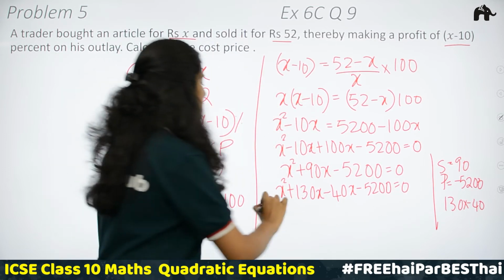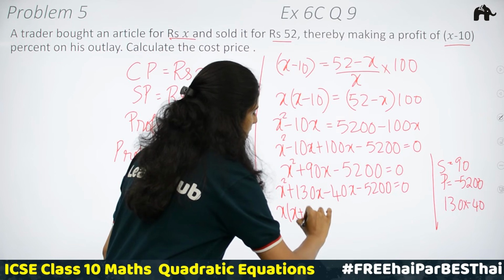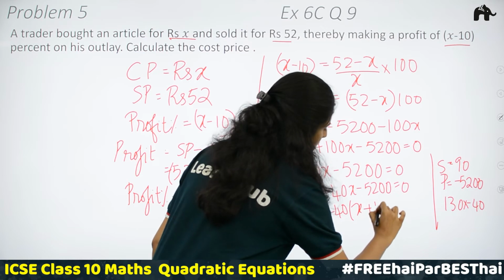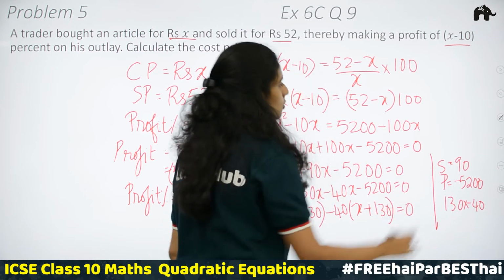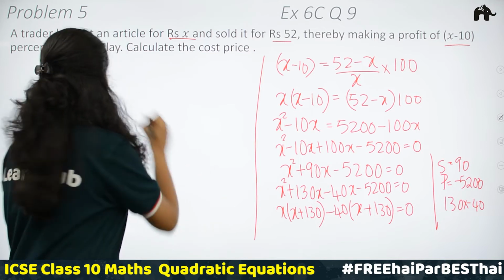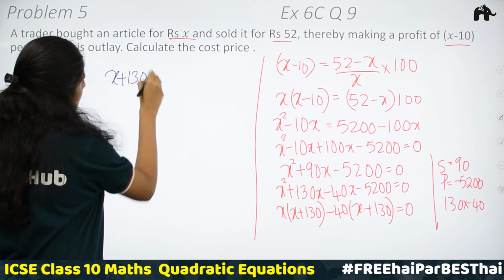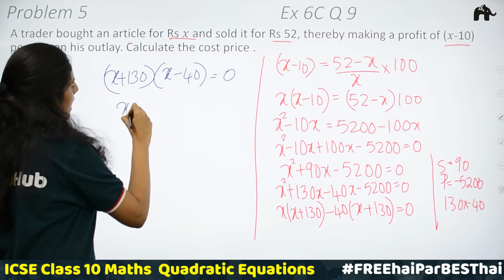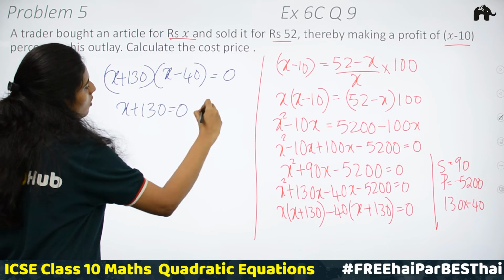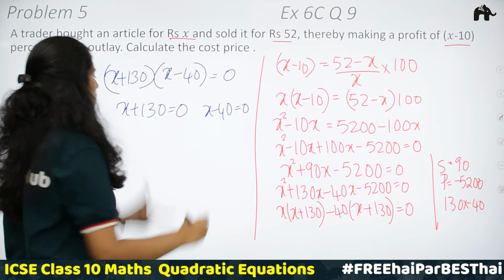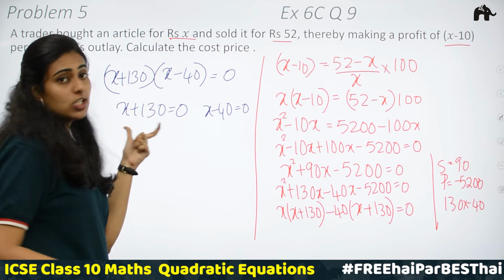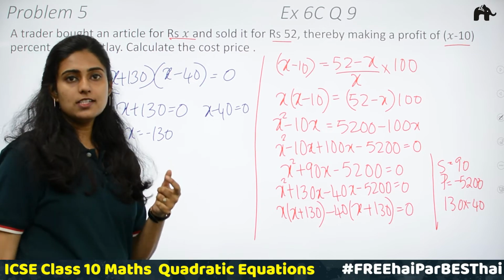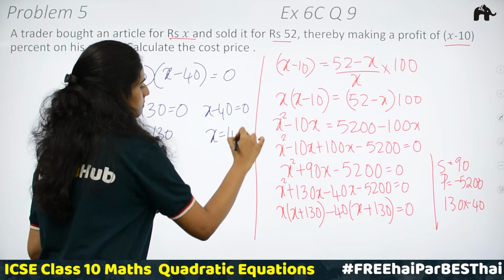Taking common from this, x into (x plus 130) minus 40 into (x plus 130) is equal to 0. Now this (x plus 130) is common. (X plus 130) into (x minus 40) is equal to 0. That is, x plus 130 is equal to 0 or x minus 40 is equal to 0. If x plus 130 is equal to 0, then x will be equal to minus 130. If x minus 40 is equal to 0, then x will be equal to 40.